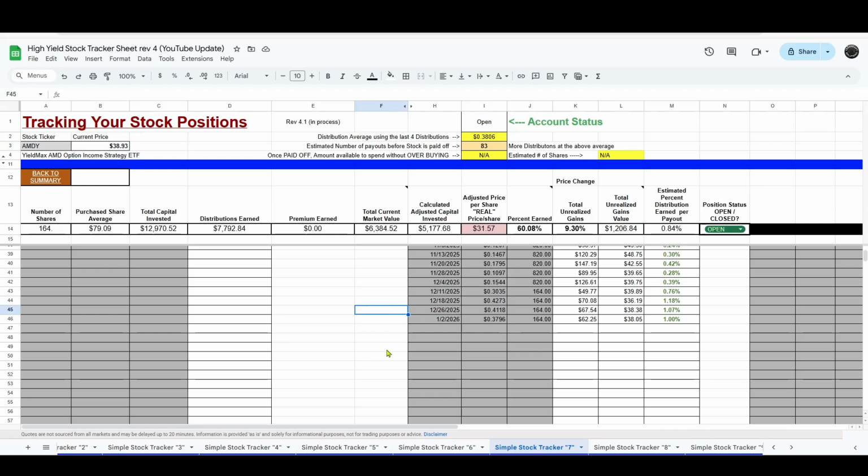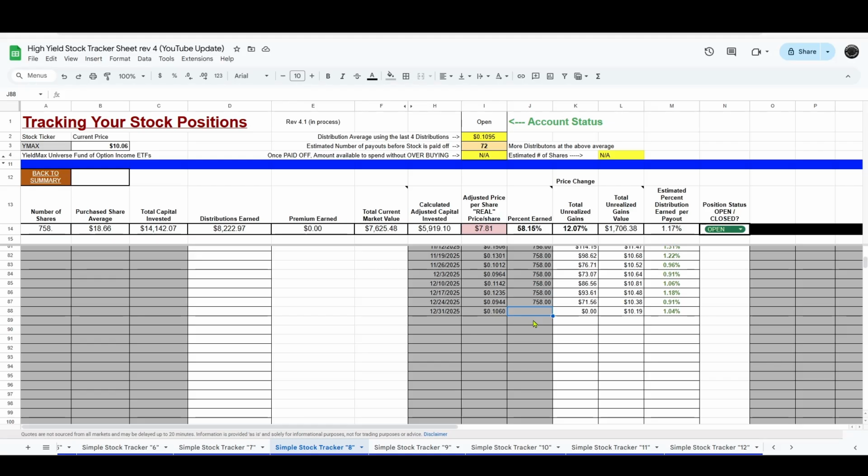Not too bad. And for YMAX, I have a total of 758 shares and that real price per share of $7.81 now becomes $7.70. And as you can see, whether YMAX here goes up, down, or sideways, I'm continually dropping my real price per share, even just by earning those distributions.